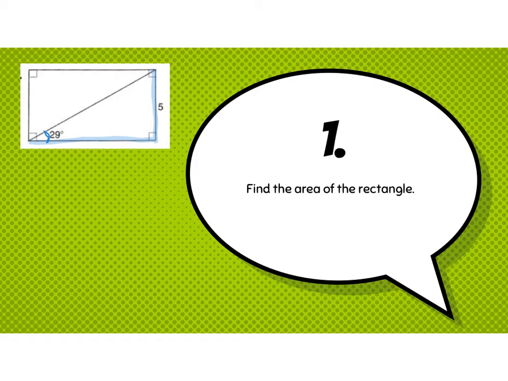So if I remember SOHCAHTOA, I have the opposite, and I want to find what's adjacent. Opposite, adjacent is using tangent. So tangent of 29 degrees equals the opposite, 5, over the adjacent. I'll just call that x for right now. And that's going to give us that side length.